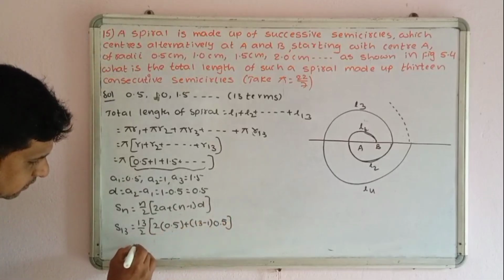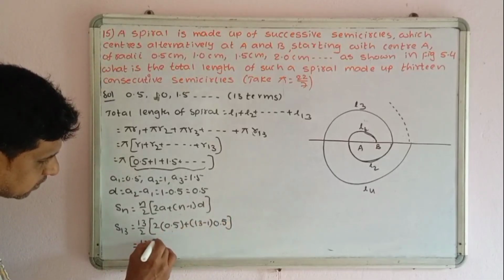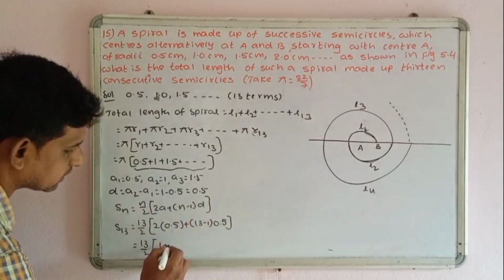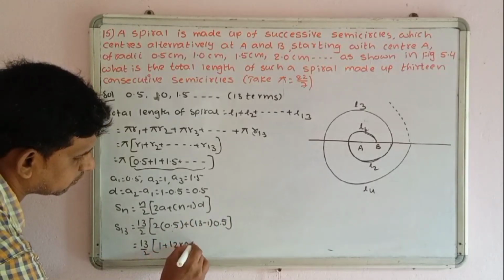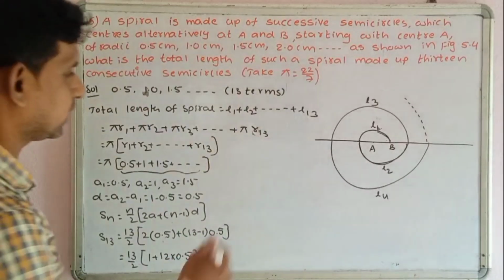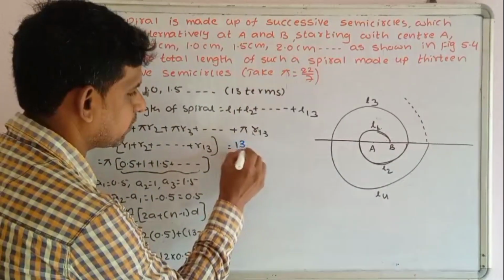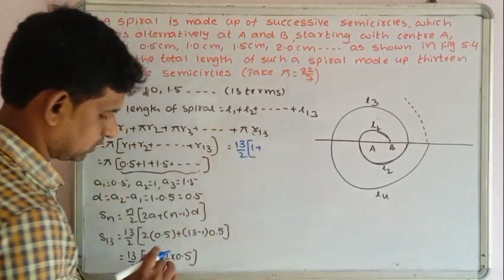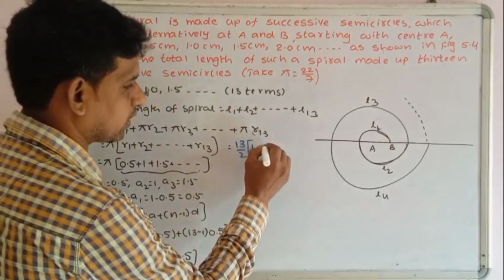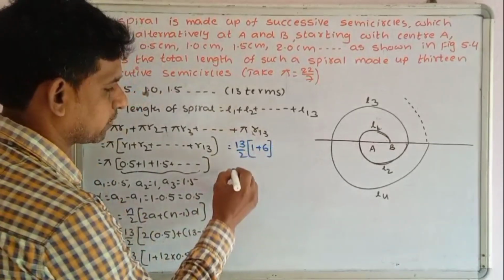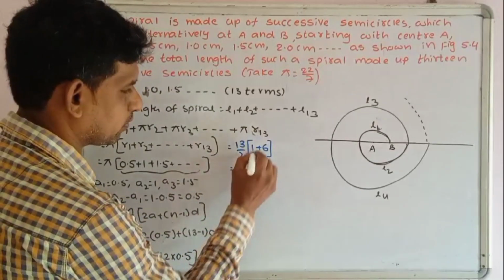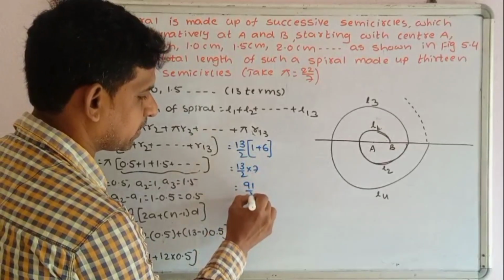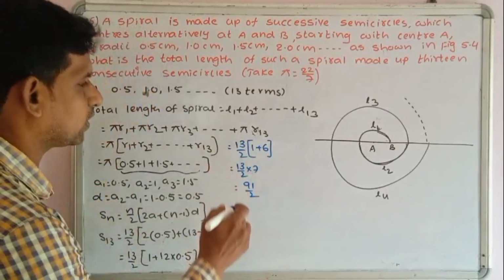So that equals 13 by 2 into 2 times 0.5, which is 1, plus 13 minus 1, which is 12, into 0.5. That equals 13 over 2 into 1 plus 12 times 0.5. 12 times 0.5 is 6. So 13 by 2 into 1 plus 6, which is 7. 13 sevens are 91 by 2. Now we will find the total length.